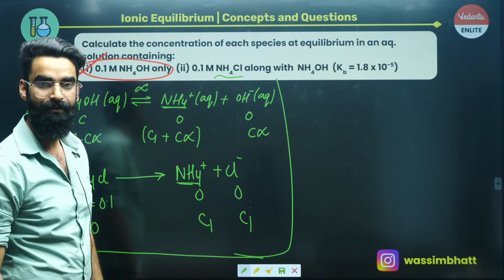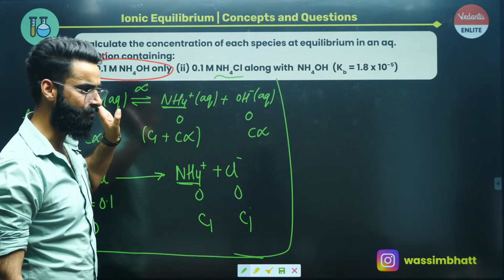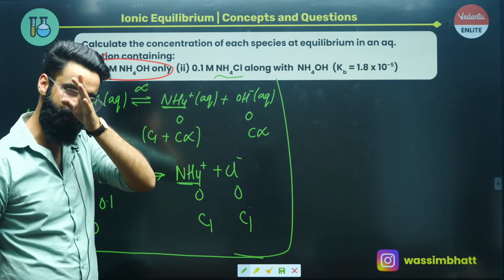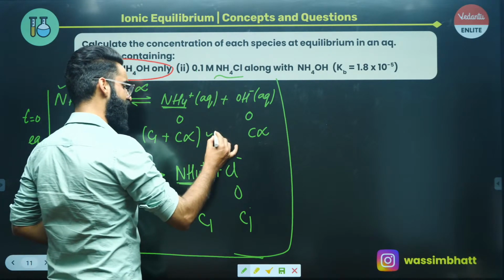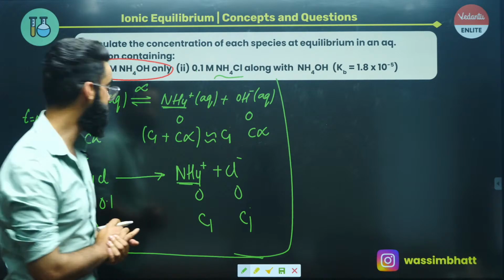Right, people? So whenever you want to neglect alpha, you can do that easily. So instead of C1 plus C alpha, you'll be just writing C1. So you have neglected this whole term. Now guys, have a look.